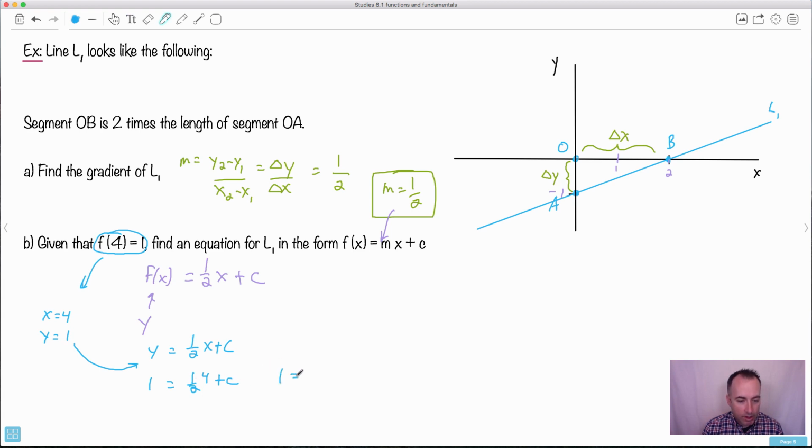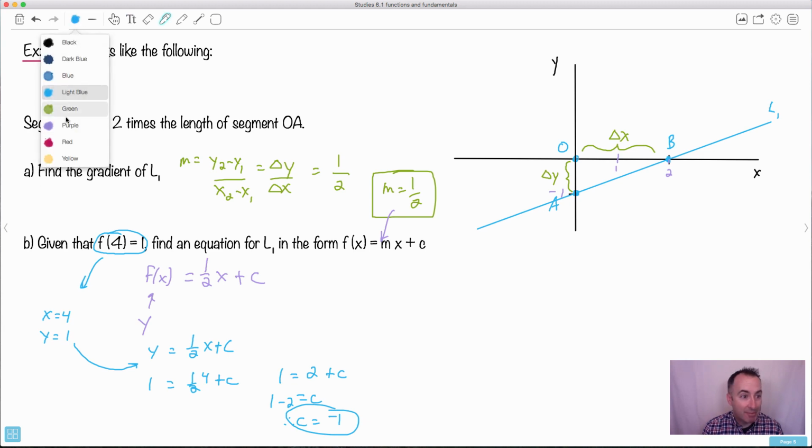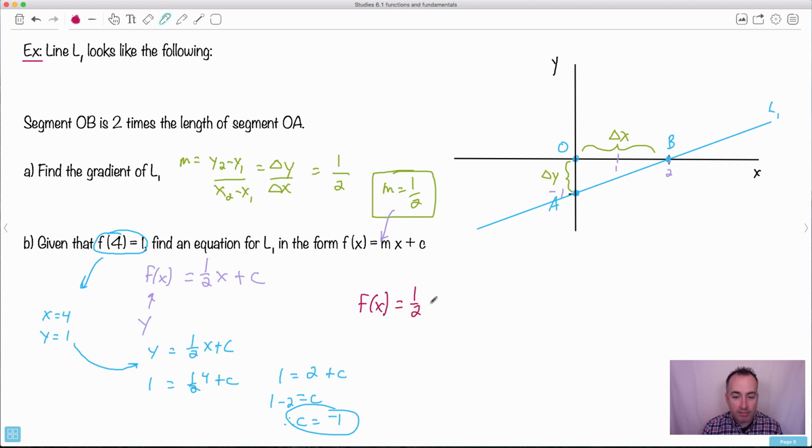So what do I get? I get 1 equals 2 over 4, which is 2 plus c. I want to get c by itself, so I move this over. So I get 1 minus 2 equals c. Therefore, c equals -1. Why is this important? Because now I can put it all together. Maybe I'll put it in red here. So finally then, f of x equals m, which is 1/2, times x, plus c, which is -1. Whoops, I don't have to say plus then, huh? In this case right here, it's a plus -1. I can just say this.